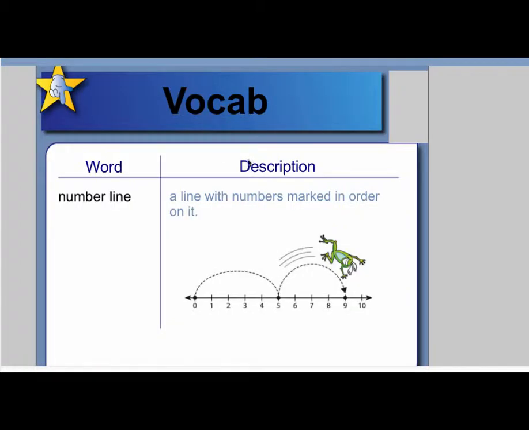So here we go. Let's check in on some vocabulary first. We're going to be using number lines today, and number lines are a line with numbers marked in order on it. We use them to tell us what numbers are bigger, what numbers are smaller. We skip count on them. They're pretty much all around awesome, and they'll also help us with fractions.